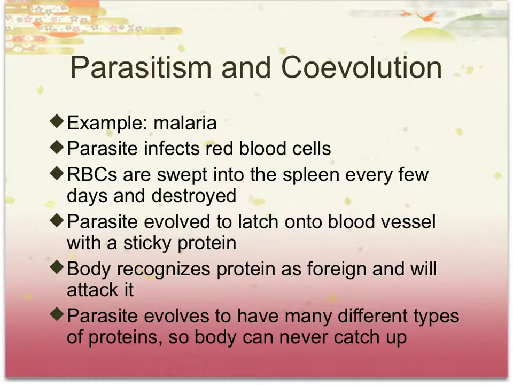And then our bodies, over time, evolved in such a way that we recognize the sticky protein of the malaria as a foreign body, and eventually our bodies attacked it, so to speak, and got rid of that sticky protein and the malaria with it. Then, more coevolution happened: the parasite evolved a way to have different types of proteins so that our body could never catch up and recognize it. Some people call this the evolutionary arms race.